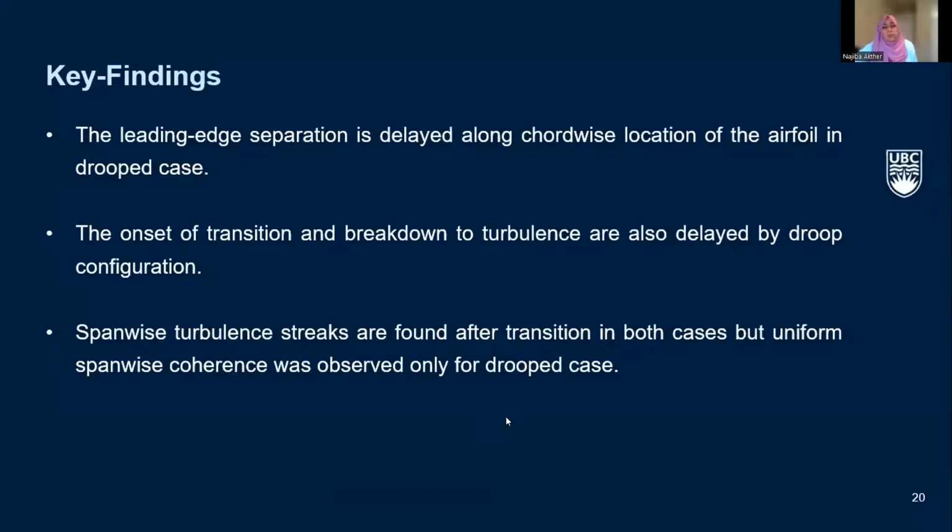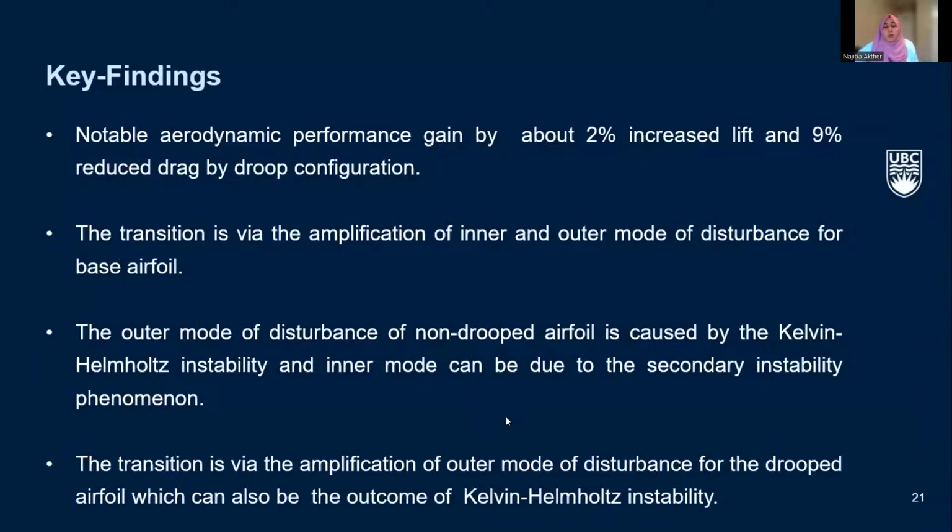So in a nutshell, to summarize the key findings from our research project: the leading edge separation is delayed along the chordwise location of the airfoil in the drooped case, and the onset of transition and breakdown to turbulence are also delayed by the droop configuration. The spanwise turbulence streaks are found after transition in both cases, but uniform spanwise coherence was observed only for the drooped case. We also gained some aerodynamic performance, with 2% increased lift and 9% reduced drag by the droop configuration.